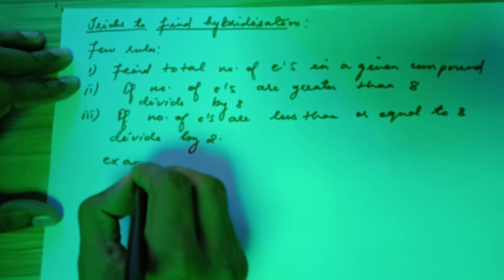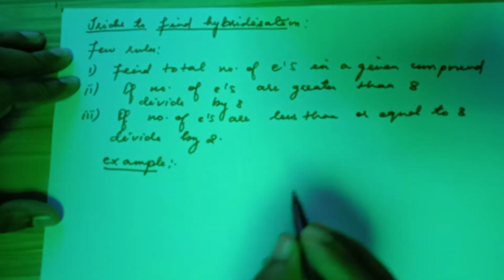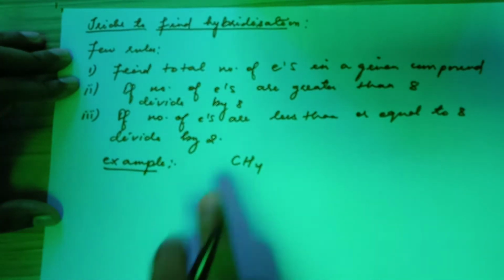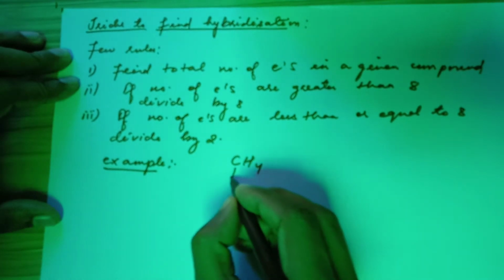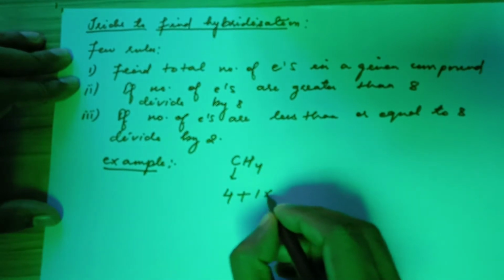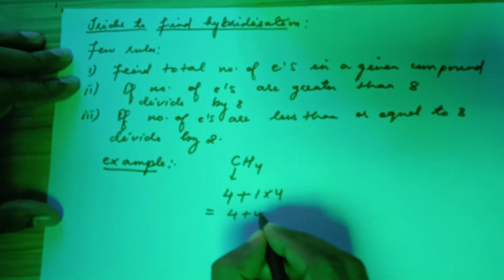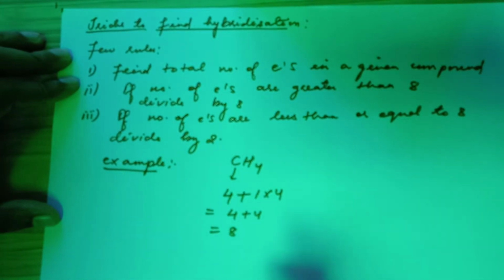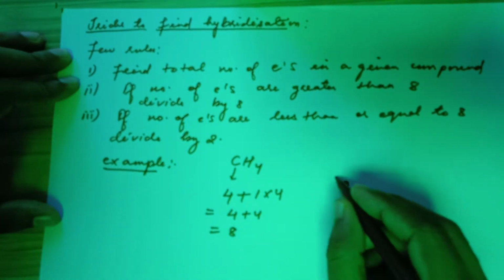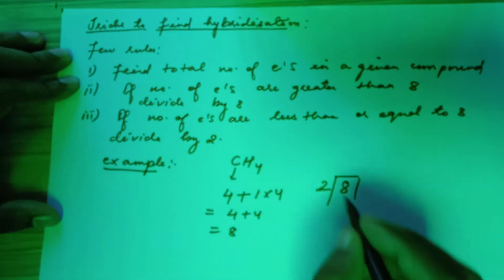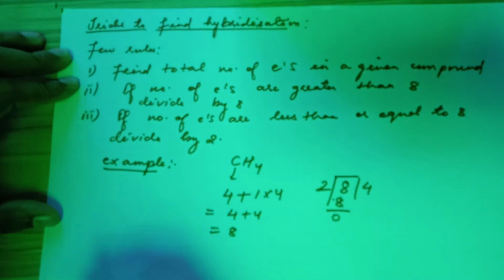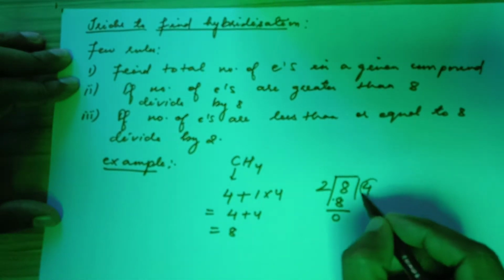Example, suppose we have CH4. The number of electrons in the outermost shell of carbon is 4 and that of hydrogen is 1, so it is 1 into 4, that is 4, plus 4, which is 8. Now it is 8, so rule number 3 will be applied. So we'll divide 8 by 2. 2 fours are 8. In this way we get 4 bonds.